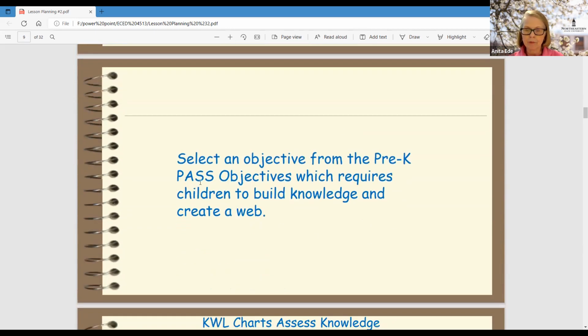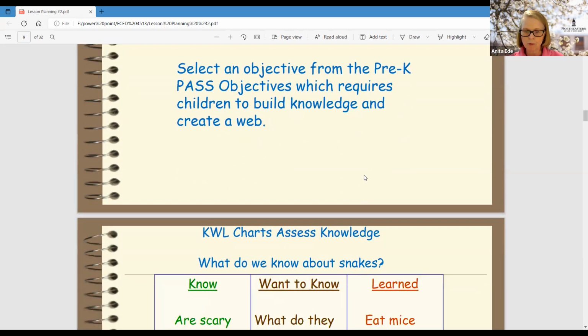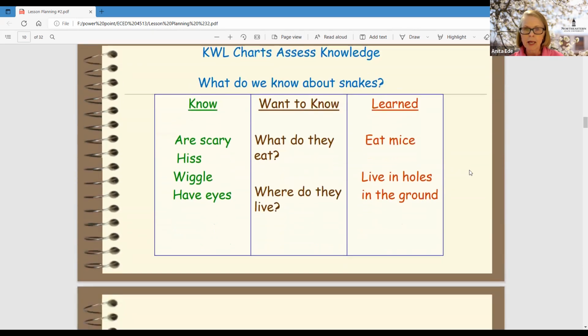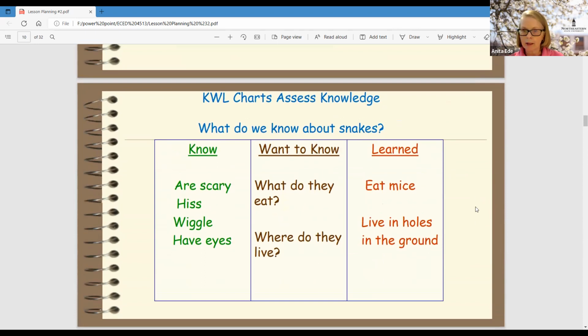And again, you can create your own if you want to for practice, or we're just going to move on. So then we have a KWL. Notice how I've got 3 different colors. Okay, my question is, I'm doing a lesson on snakes. It's a knowledge lesson. I'm doing this during my whole group time.